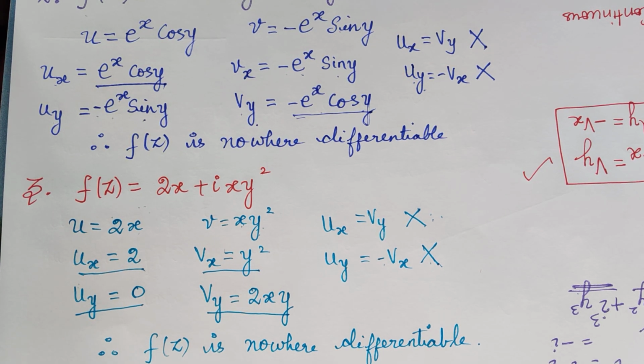So I hope you would have understood how to prove that a function is nowhere differentiable. It's very simple. We have to just prove that it does not satisfy the CR equation.